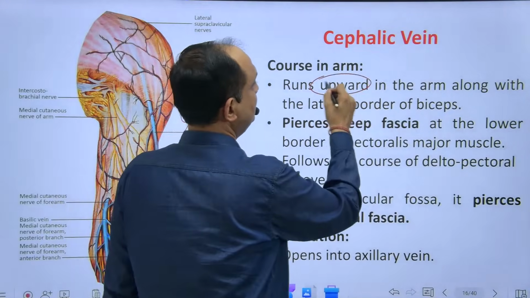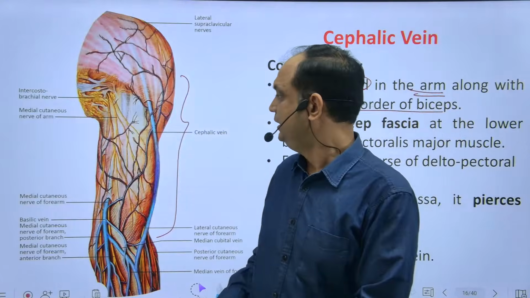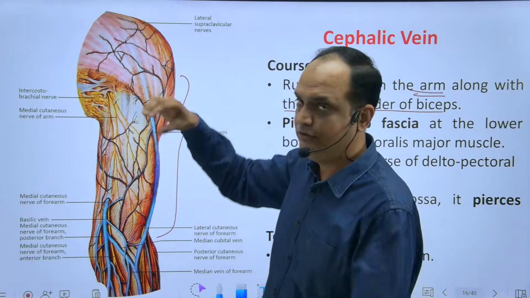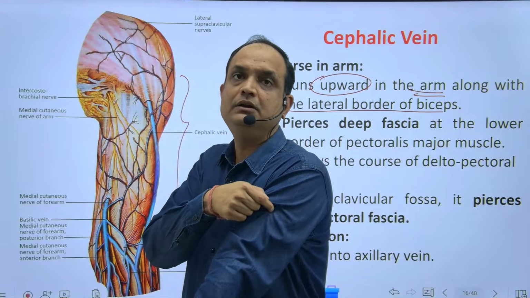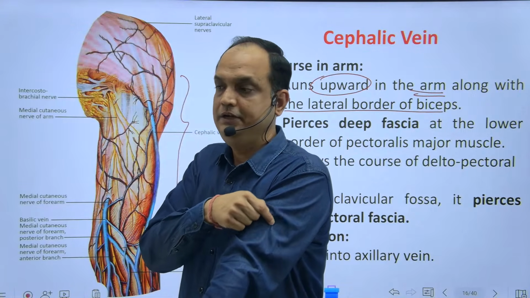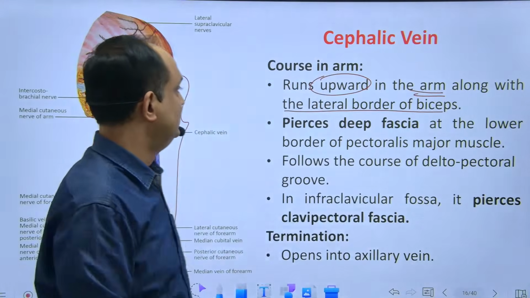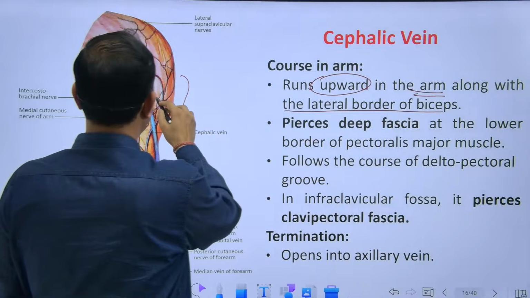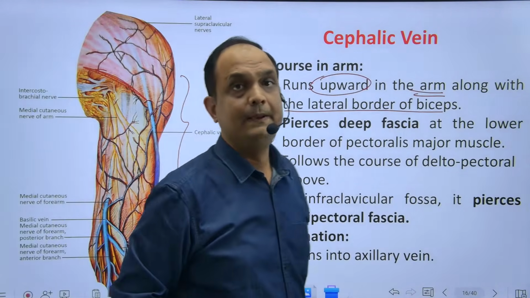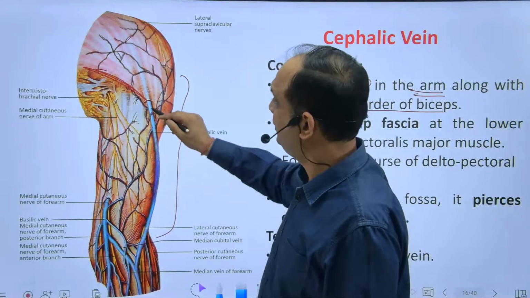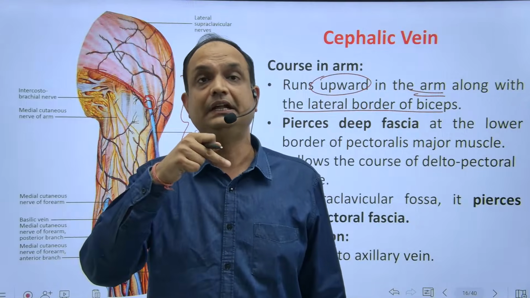It runs upward in the arm along the lateral border of a muscle known as biceps brachii. Now here you can see this is the biceps brachii. You all can feel your biceps here. So this vein is going to run along the lateral border of the biceps in the superficial fascia. Now once it reaches this point, at the lower border of the pectoralis major muscle, it pierces the deep fascia and enters inside.